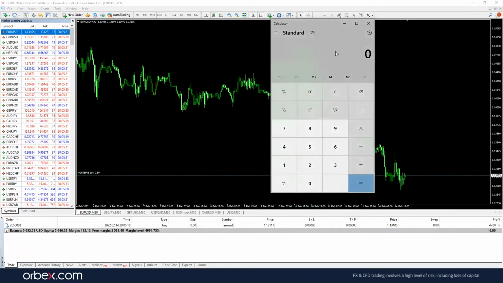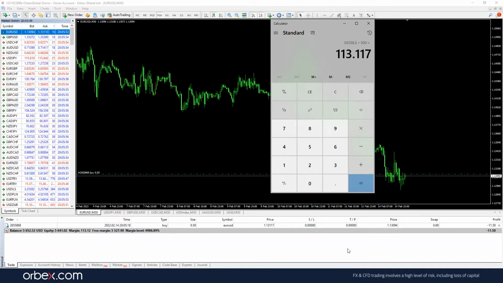So let's just bring that up so it's a lot clearer. 1.1317 times 50,000 and then divided by 500. So 113.17, and we've rounded it up to 113.2 here. So you'll see that if this decimal is above 5, then it will be rounded up most of the time. So that's a brief look at the margin at the moment.